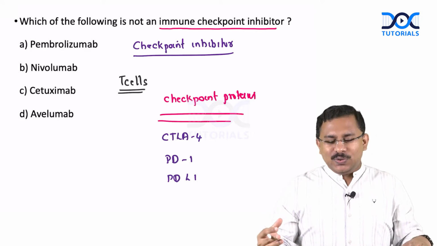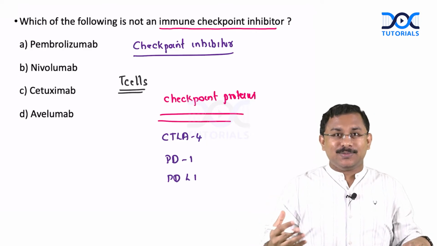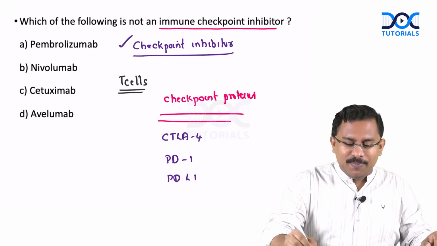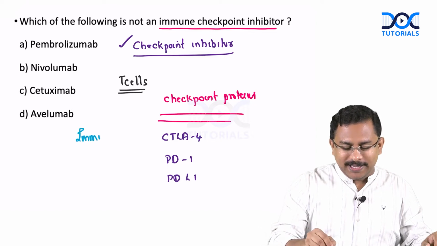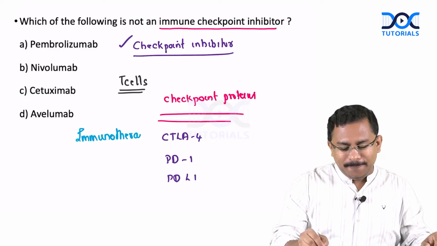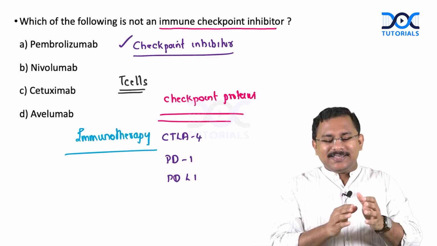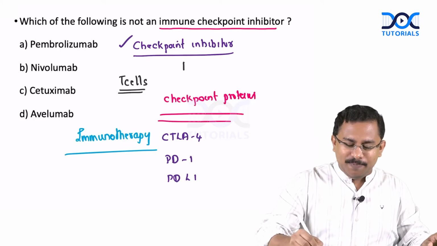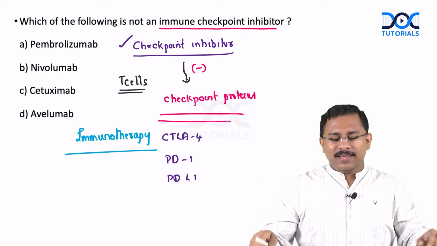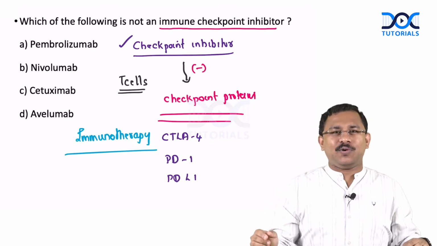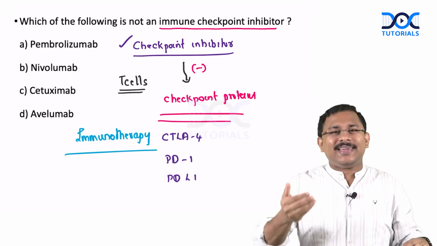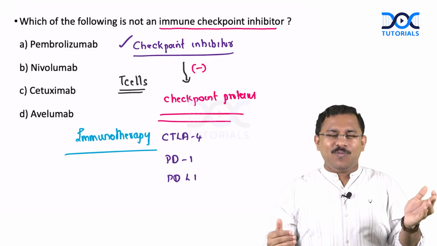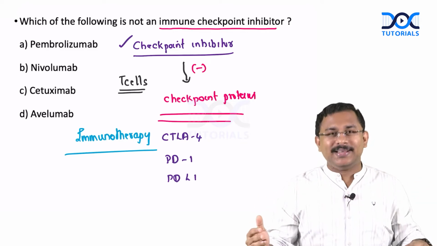Okay, so checkpoint inhibitors, what did I say? Checkpoint inhibitors are a type of immunotherapy. These drugs will block the checkpoint proteins, and they are used in cancer immunotherapy as part of the treatment of malignancies like melanoma, skin cancer, lung cancer, such malignancies.